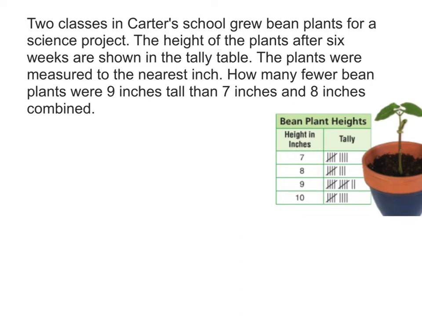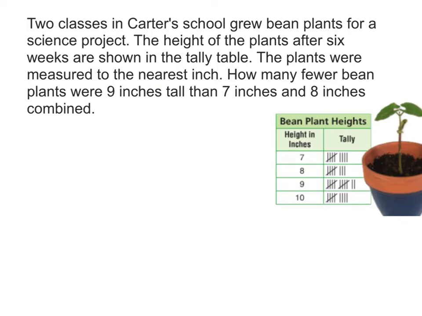Let's look at this problem. 2 classes in Carter's school grew bean plants for a science project. The heights of the plants after 6 weeks are shown in the tally table. The plants were measured to the nearest inch. How many fewer bean plants were 9 inches tall than 7 inches and 8 inches combined?